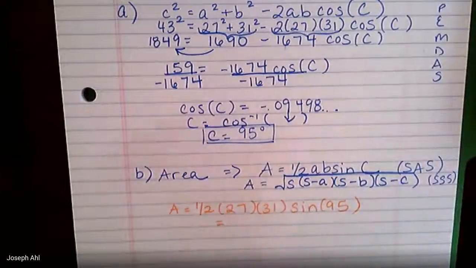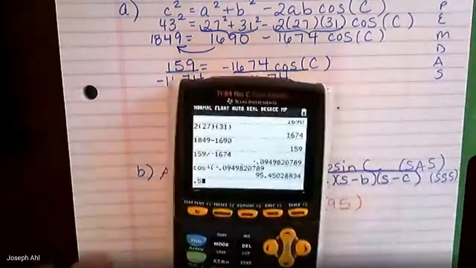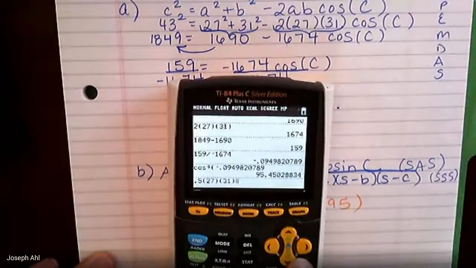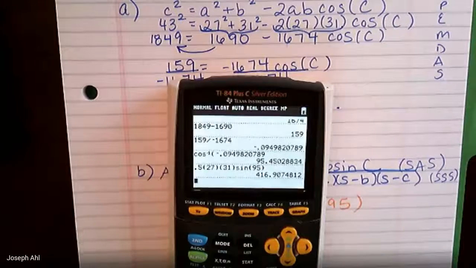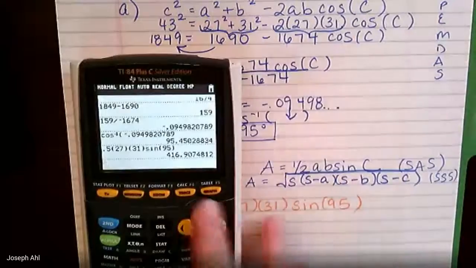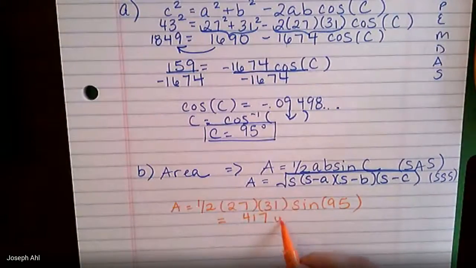And if I type that in the calculator quick, 0.5 of 27, 31, and sine 95. Make sure you're in degree mode, by the way, when you're doing this stuff. Is 416. It doesn't say to round anywhere, so I'll go to the nearest square unit, 417. And this would be units squared.